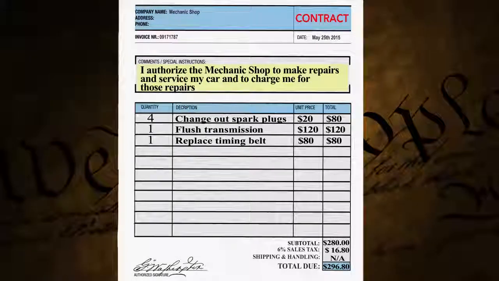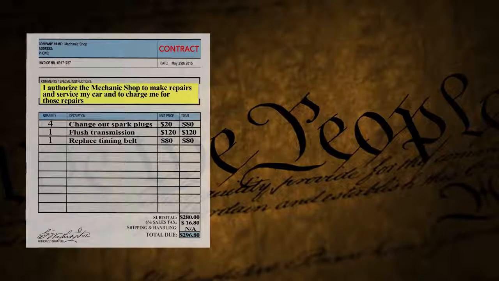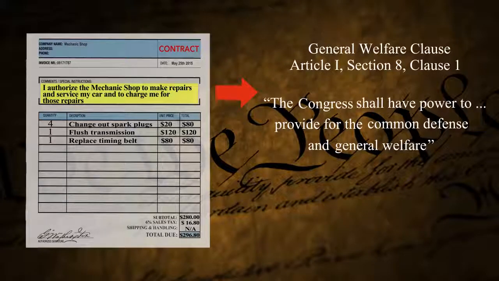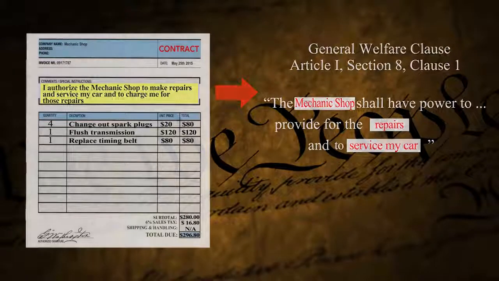Okay, so that's the essence of the general welfare clause. That's what it means. So we're going to take this little yellow part that's highlighted, and we're going to see how it compares here. Article 1, Section 8, Clause 1 says, the Congress shall have power to provide for the common defense and general welfare. So remember the players in this analogy. The Congress is equal to the mechanic shop, and to have power to provide for, let's say, the repairs and to service my car. It's kind of the same idea. The mechanic shop has power to provide for the repairs and to service my car. That's essentially what the authorization said, right? And that's kind of what our general welfare clause is saying.